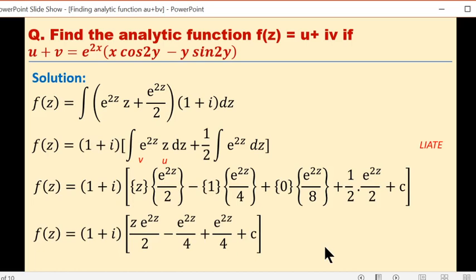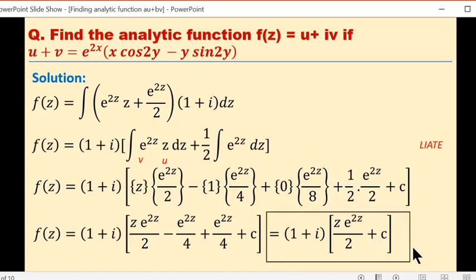Okay, so this minus e raised to 2z upon 4 and plus e raised to 2z upon 4 get cancelled, and we are left with 1 plus i into z e raised to 2z upon 2 plus c. So this is our f of z. Did we understand this procedure?